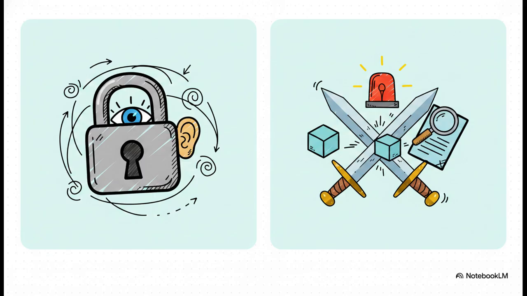On the flip side, active attacks actually involve altering data or creating fake data streams. Because the internet is just so vast, it is practically impossible to prevent active attacks absolutely. So our focus has to pivot away from pure prevention and heavily toward rapid detection and recovery.